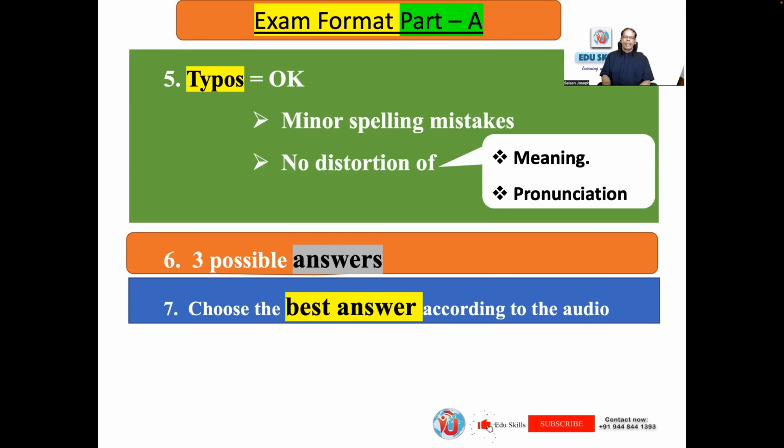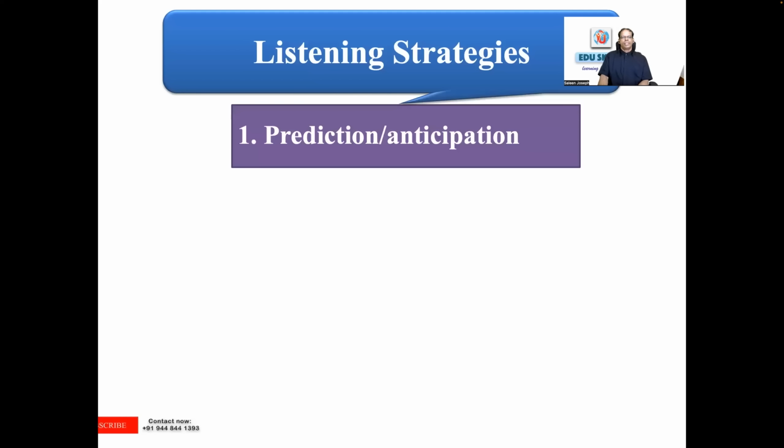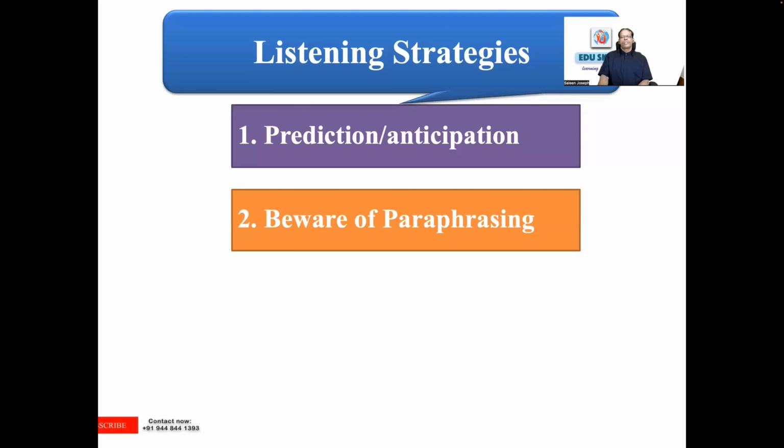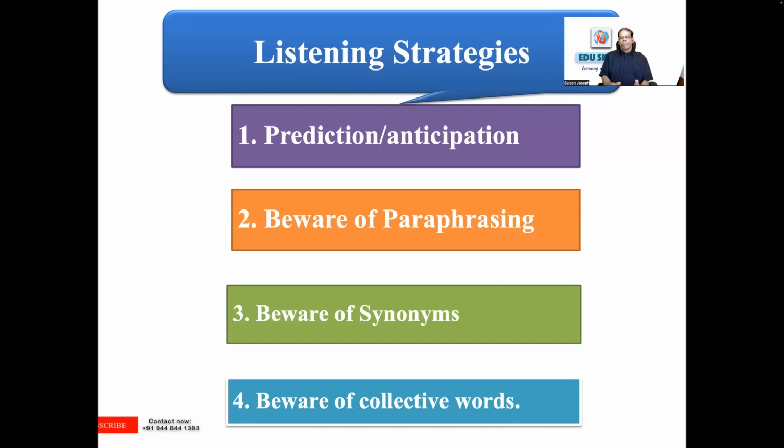There are three possible answers, and you are supposed to choose the best answer, not just the right or correct answer. There will be a better answer, there will be a good answer, but you have to choose the best answer among them. Color in the circle to mark your answer, that is known to you. Listening strategies: prediction or anticipation, beware of paraphrasing, beware of synonyms, beware of collective words. This I'm not going to explain now because I have explained it in detail in the previous session.